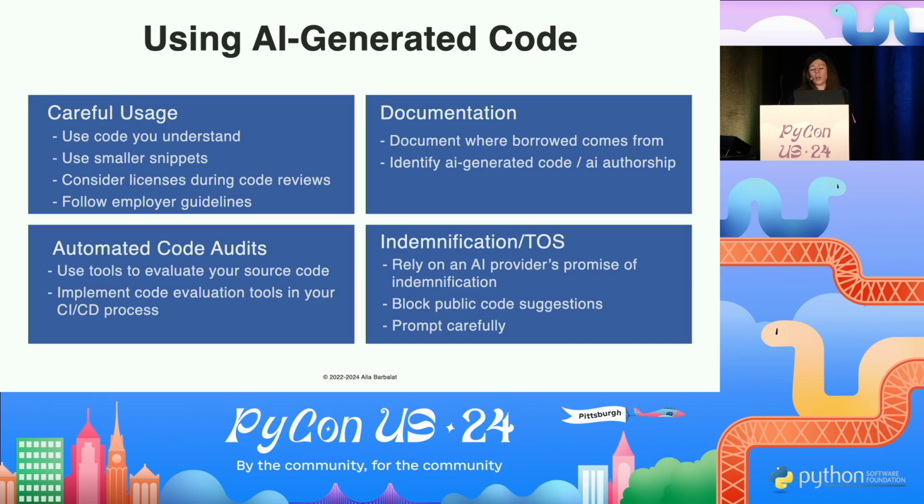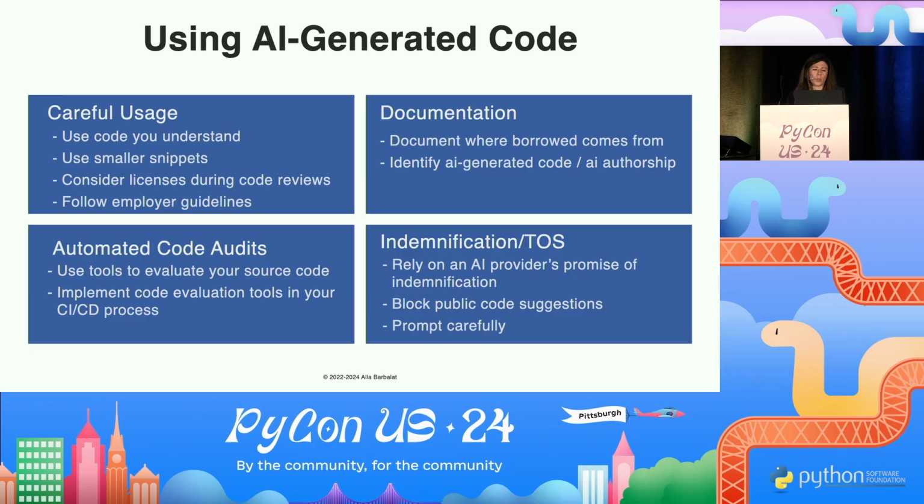So in the same vein, you might want to consider licensing issues during code reviews. Consider if your colleagues are using these tools, and if you notice that there's any potential use of open source licensing that's not being attributed properly. And then in the same vein, follow your employer guidelines. Your employer might have already developed a policy related to AI governance issues. So those are all about careful usage.